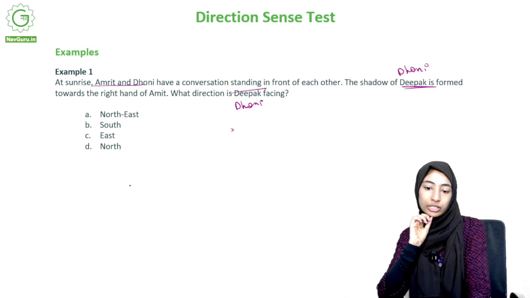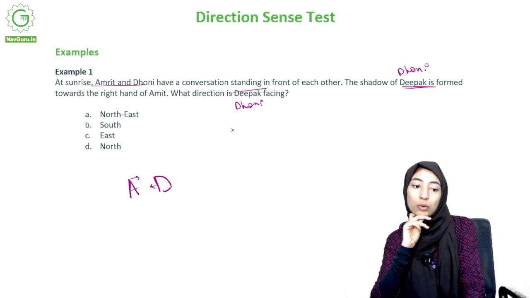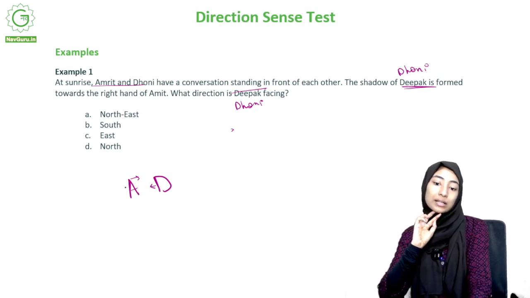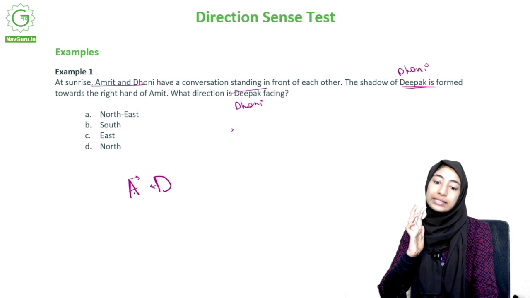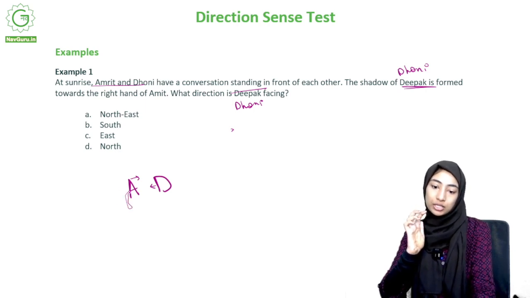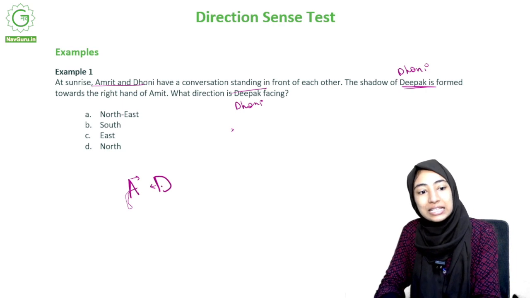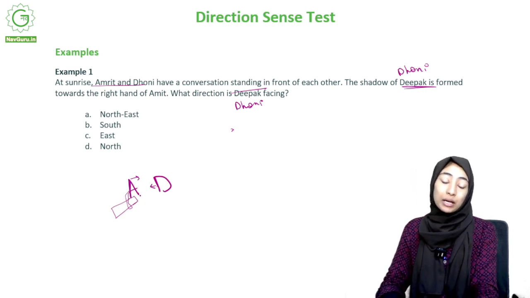So basically, let's draw these two people. Amrit, Dhoni. They are facing each other. Just think, Amrit is looking here, Dhoni is looking here. Okay. Now the shadow of Dhoni is formed towards the right hand of Amit. So if, for example, they're standing facing like this, his right hand would be somewhere here, right? Just draw right hand for Amit. And Dhoni's shadow is towards the right hand of Amit, so it is somewhere here. Okay. What direction is Dhoni facing?